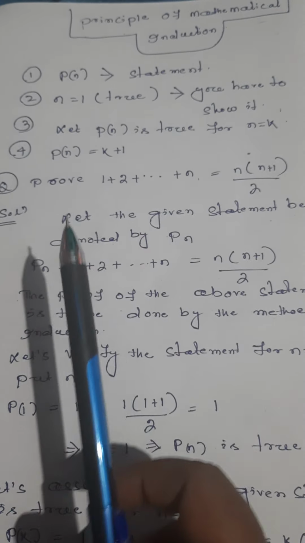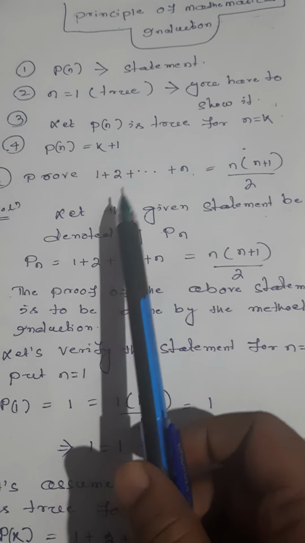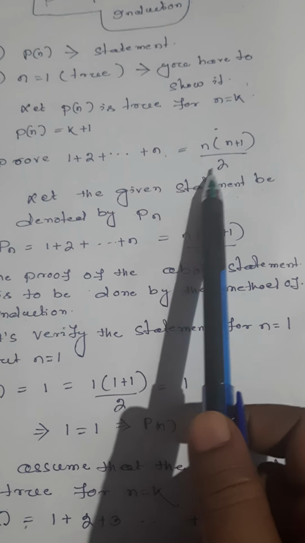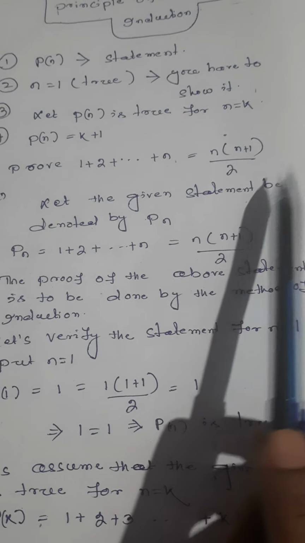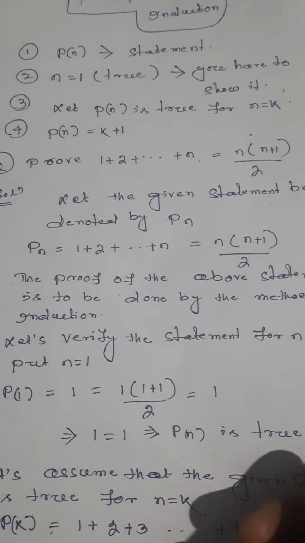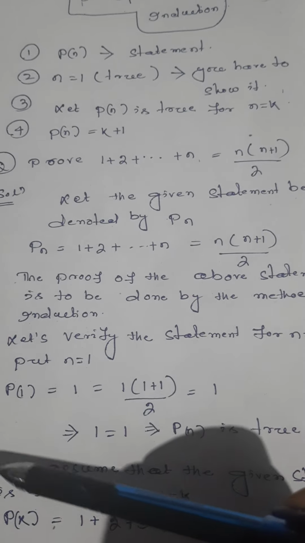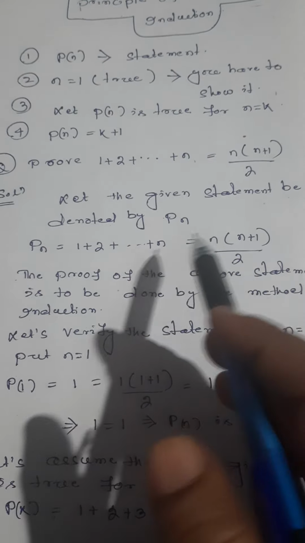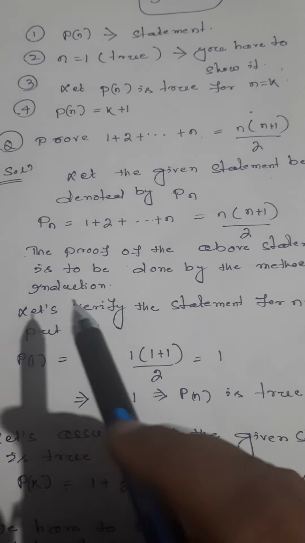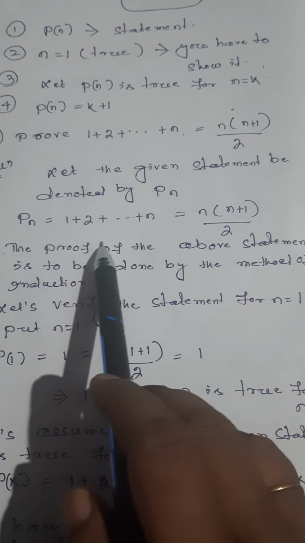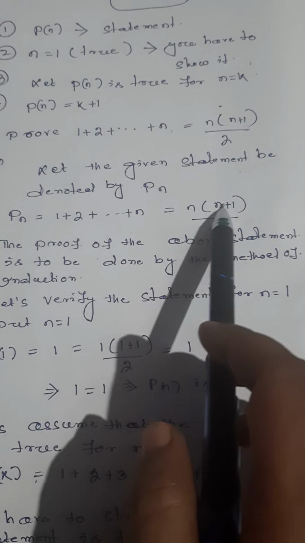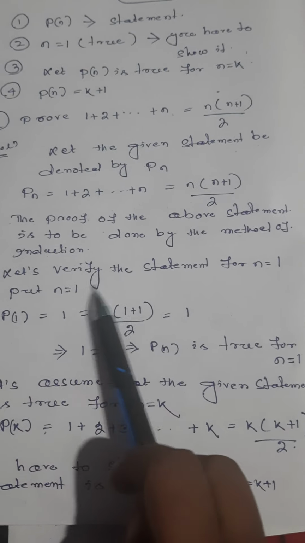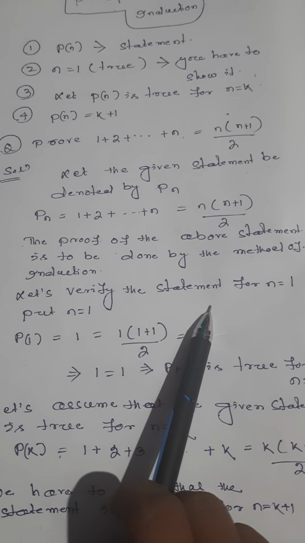Let us prove 1 plus 2 plus up to n is equal to n into n plus 1 by 2. It is a statement. So let the given statement be denoted by Pn. So Pn is equal to 1 plus 2 plus up to n is equal to n into n plus 1 by 2. The proof of the above statement is to be done by method of induction.